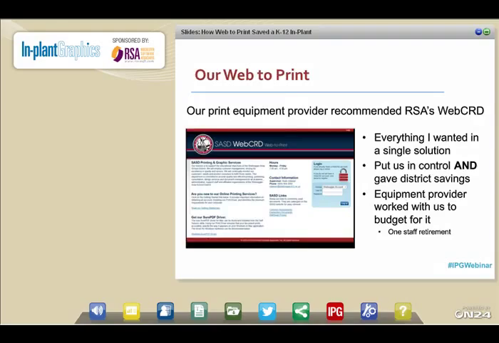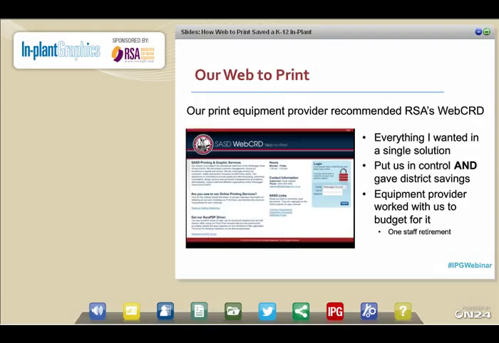That's where our web-to-print came into play. After I got approval for web-to-print in January of 2009, I went to our print equipment provider, and they recommended RSA's WebCRD. When I looked at it, I found that it had everything that I envisioned in one package. From the front end to the back end, it had exactly what we were looking for and then some.